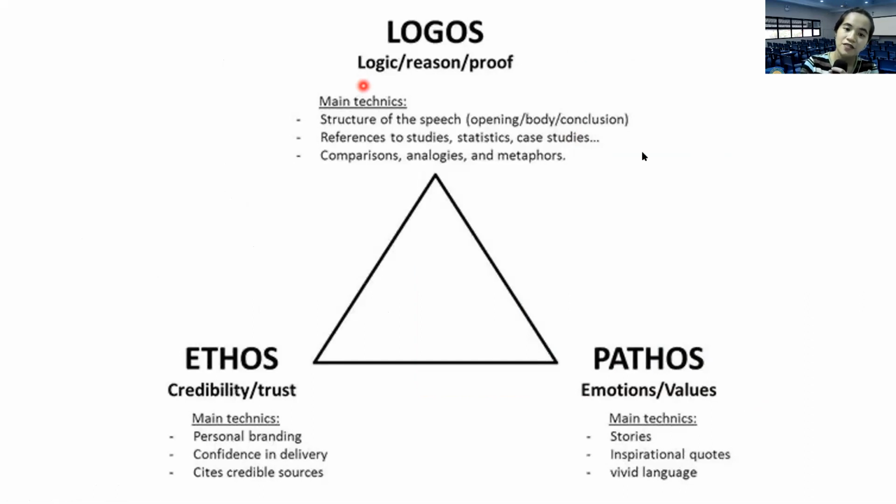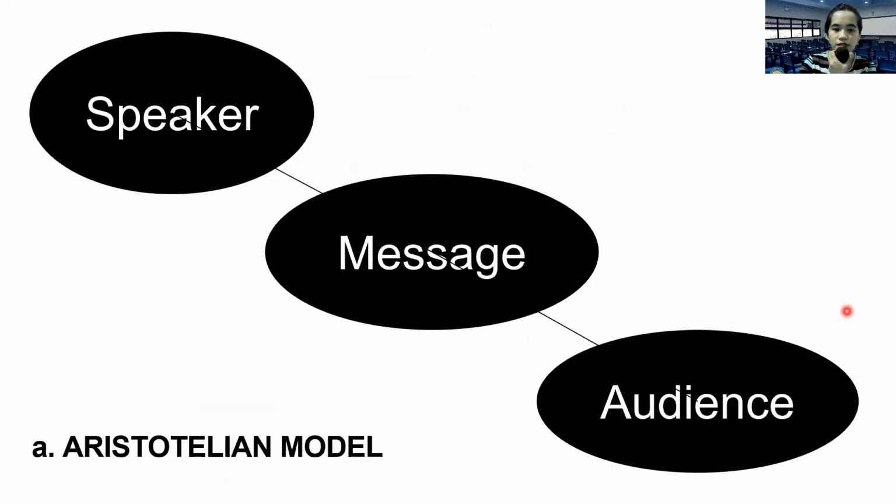So we have logos, which is logic, reason, and proof; ethos, credibility or trust; and then pathos, emotions and values. So just review them later. Okay, here's the summary of the Aristotelian model.